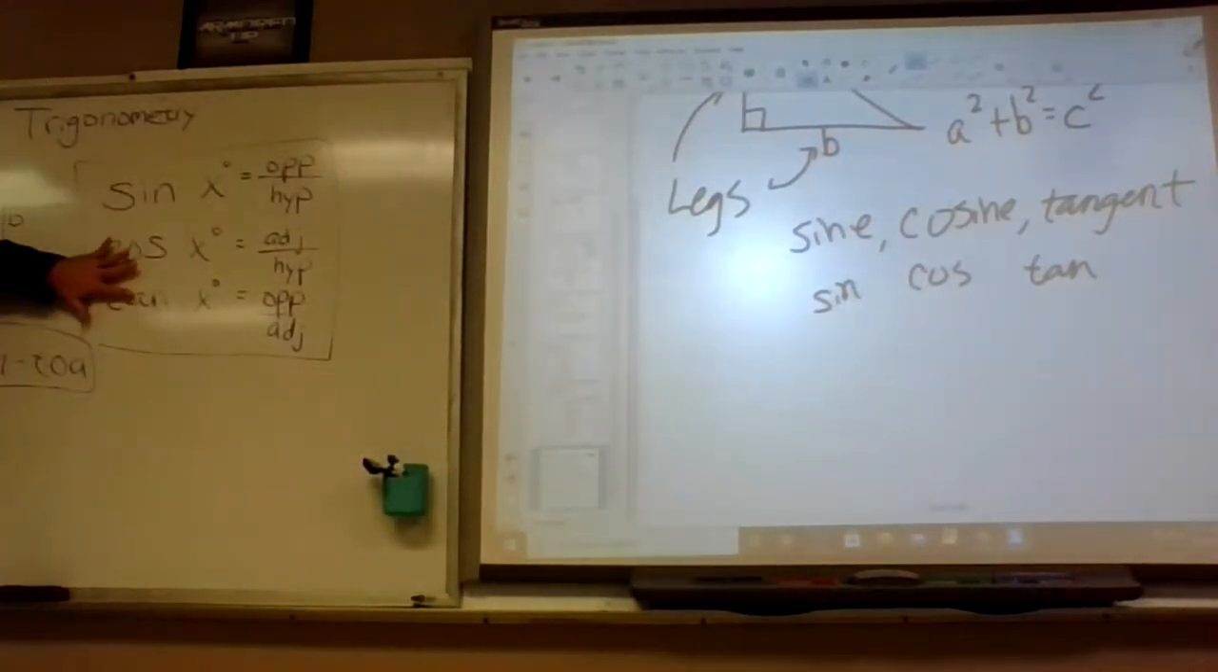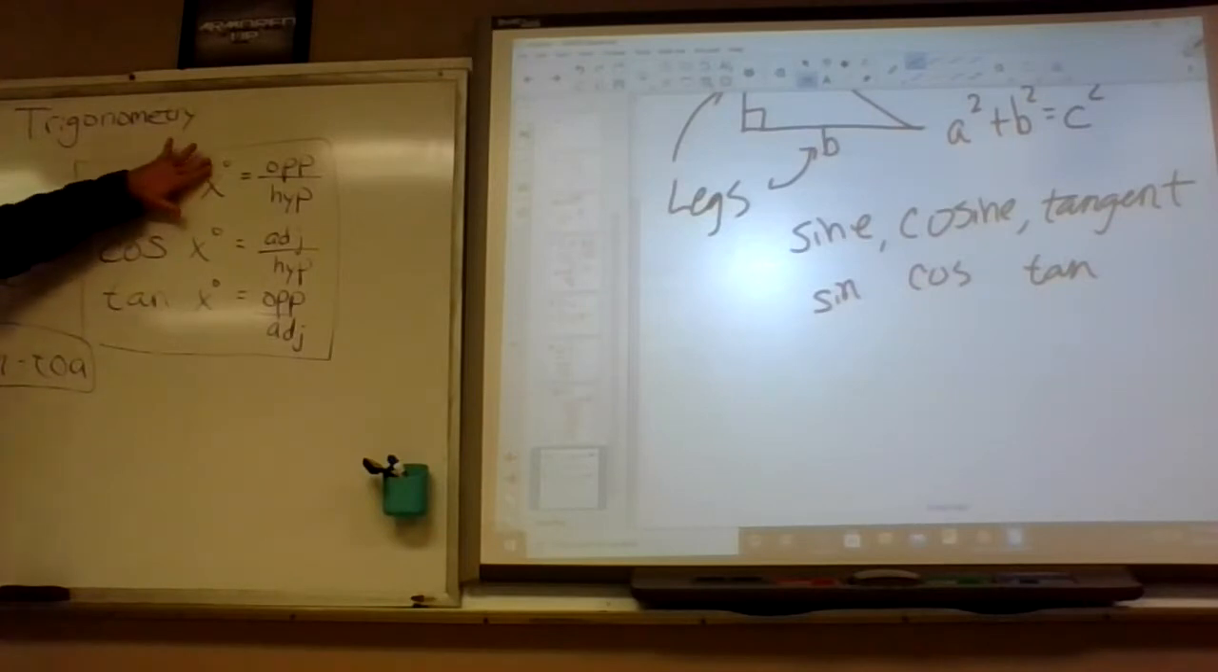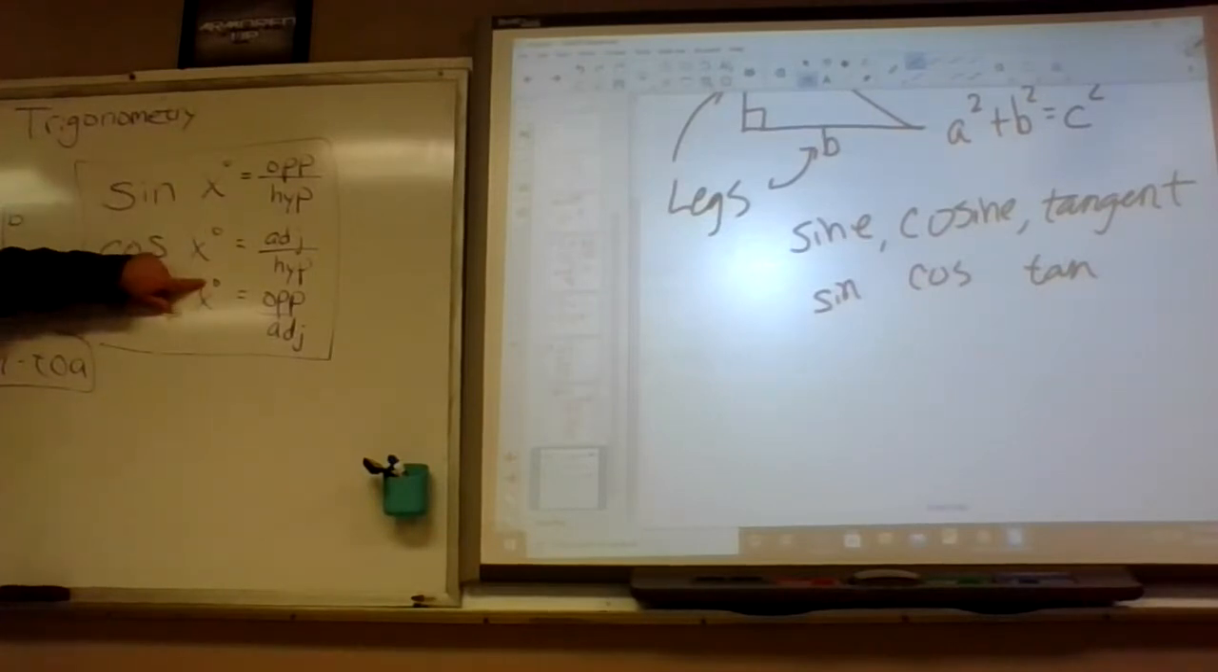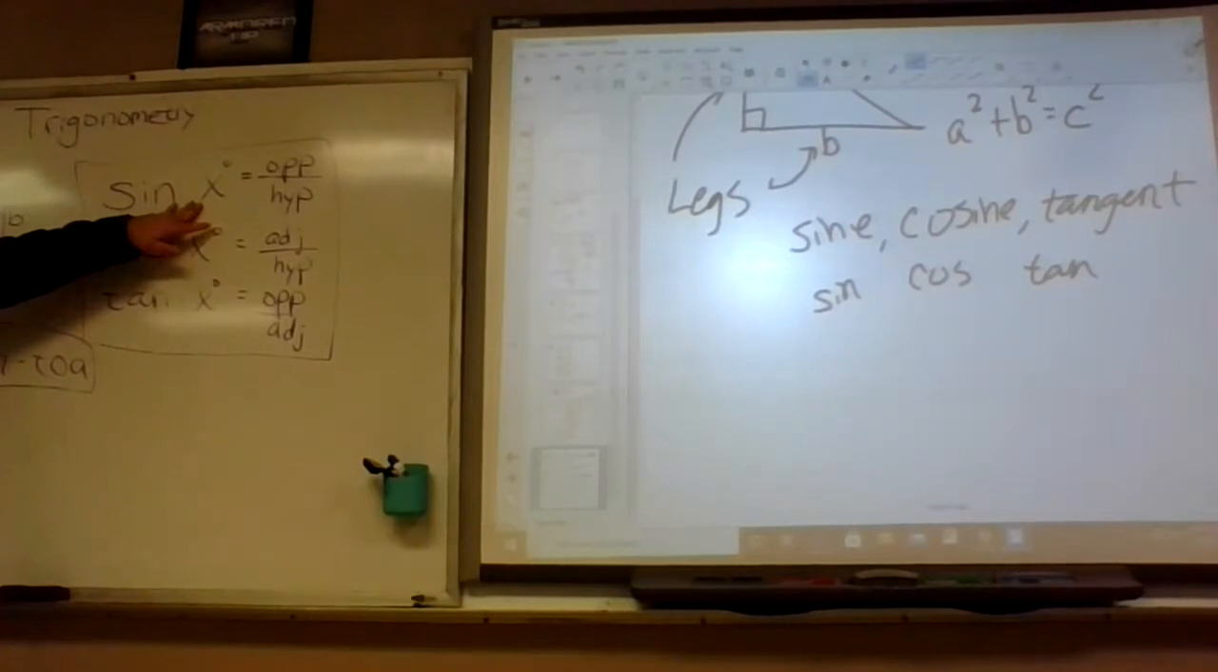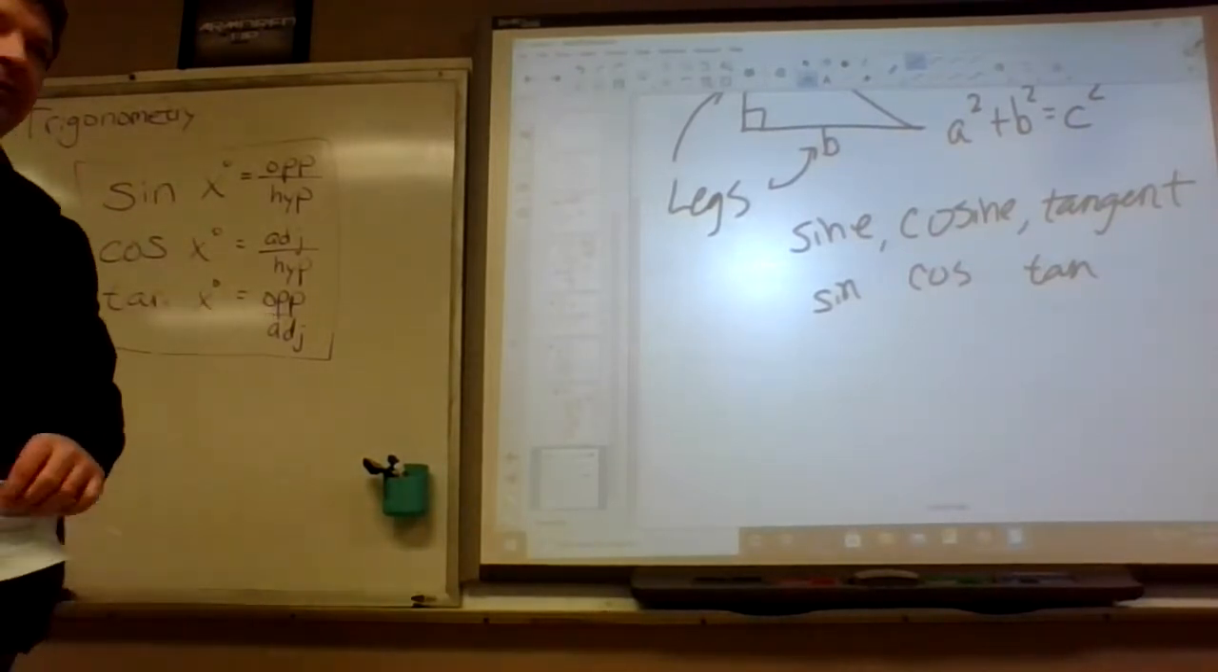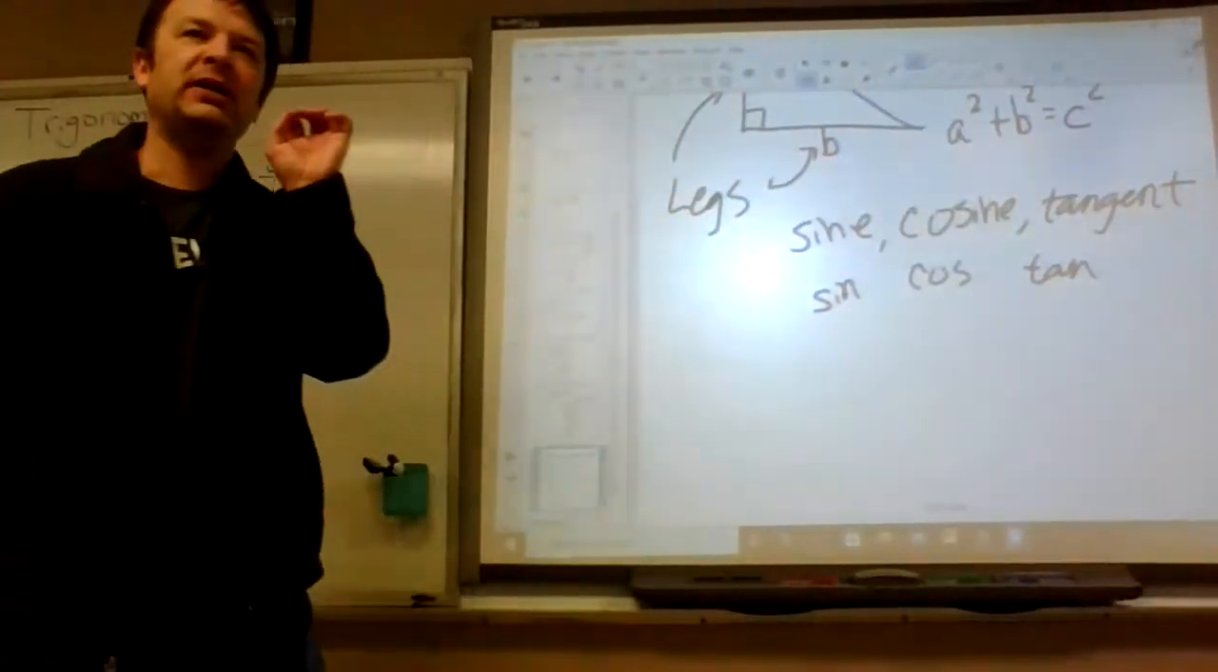Notice on all three of these functions, they have a little x with a little degree symbol by it. What does that mean? X to the 0 power? It means x is an angle. So what these functions do is you feed them an angle, and they spit out what the ratio should be.